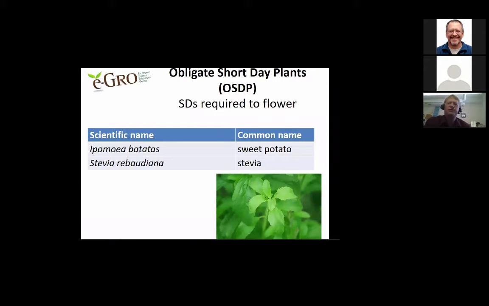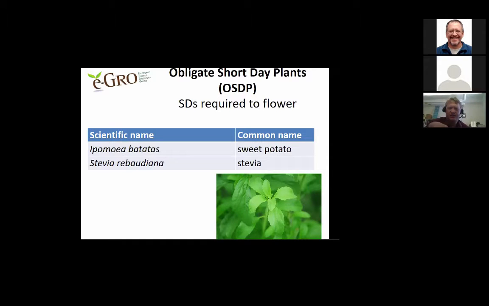So then if we switch to looking at those edibles and vegetables that require short days to flower, so these are the obligate short day plants, there's a relatively small number. So the 2 examples that I was able to find are sweet potato. And so if we want to get our sweet potato vines to flower, or if we want actually to get tubers to harvest, we need short day length for those crops.